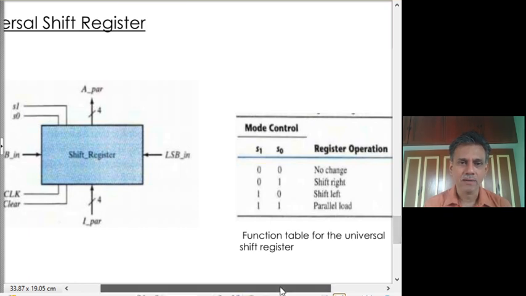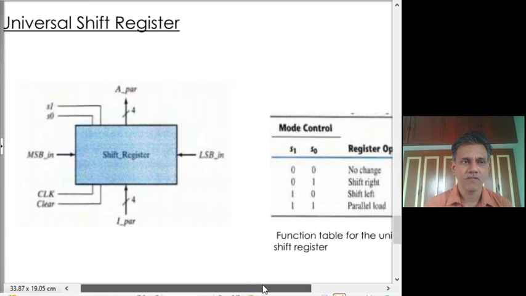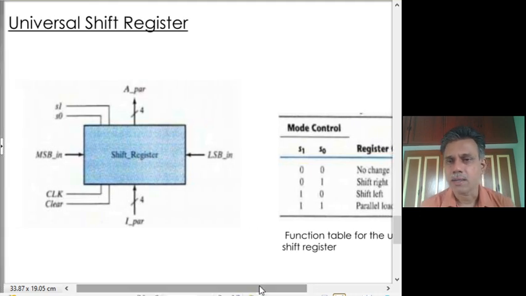We also saw that parallel load registers are also of use because they can load the input very fast, in parallel, and you can also read out very fast in parallel. So we would like to have what is called a universal shift register, which takes the functionality of a parallel load register, left shift register, right shift register, or a register which does not change its content based on the clock. So all these four functionalities we want to incorporate.